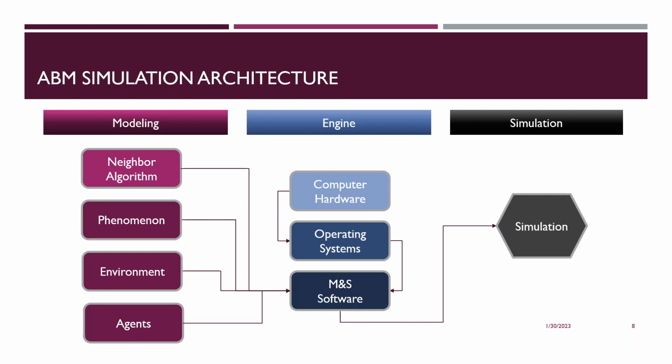So in the middle, still the engine. It's still computer hardware, operating system, and M&S software. And on the right, you have a simulation. We're using an agent-based model, and our agent-based model is going to be, in the lab, a human. It's going to be human analogs that we're going to be using.